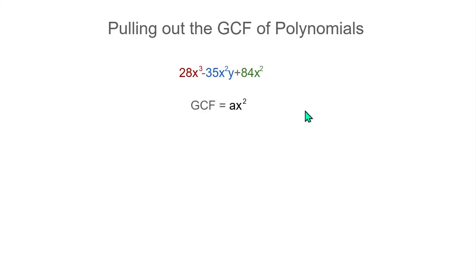To find a, we will find the GCF of the coefficients, which after the use of the previously stated method, we will find to be 7, meaning the GCF of this polynomial is 7x squared. Lastly, we divide each term by 7x squared, yielding 4x minus 5y plus 12, and put it in parentheses like this. And if we check our work by redistributing 7x squared to each term, we will see that it is indeed equivalent to the original trinomial.